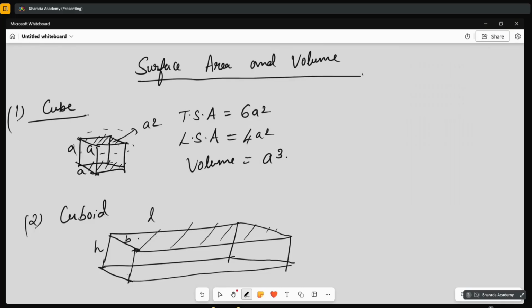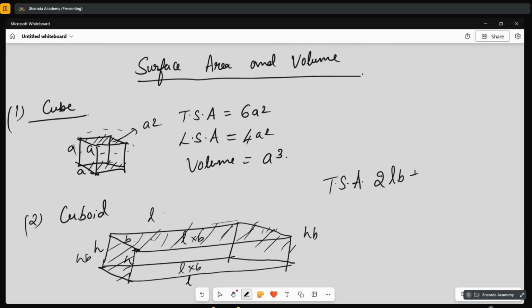And here in the top face, what do we see? L into B, because it's a rectangle. One face is L into B. Correct? Same for the bottom, it will be L into B. What about this face? H into B here. Even here it is H into B. Okay. So the front and the back faces, this is H and this is L. So L into H. So what will be the cuboid total surface area?